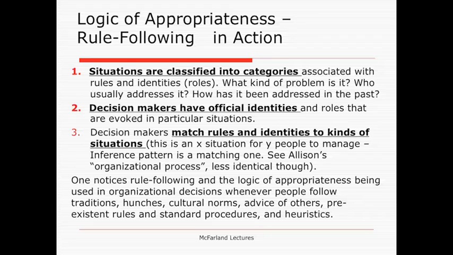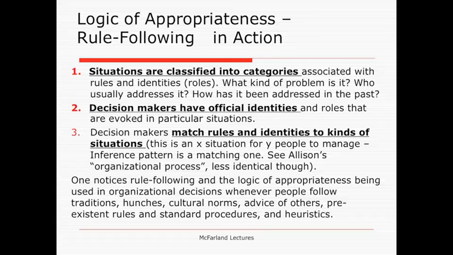Second, decision makers have official identities and roles that are evoked in a particular situation. Who usually addresses this kind of stuff? Who's the appropriate person for this problem? Decision makers also match rules to what they see as appropriate to their role in the classified situation. That is, they match rules and identities to kinds of situations. They say, this is an X situation for Y people to manage.